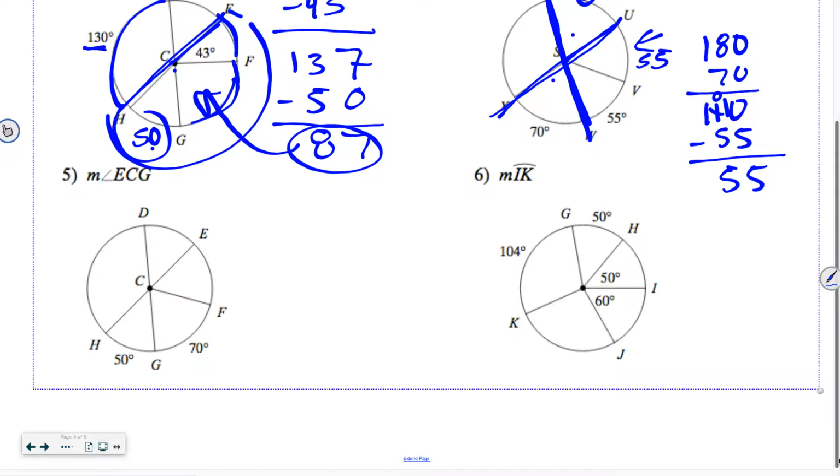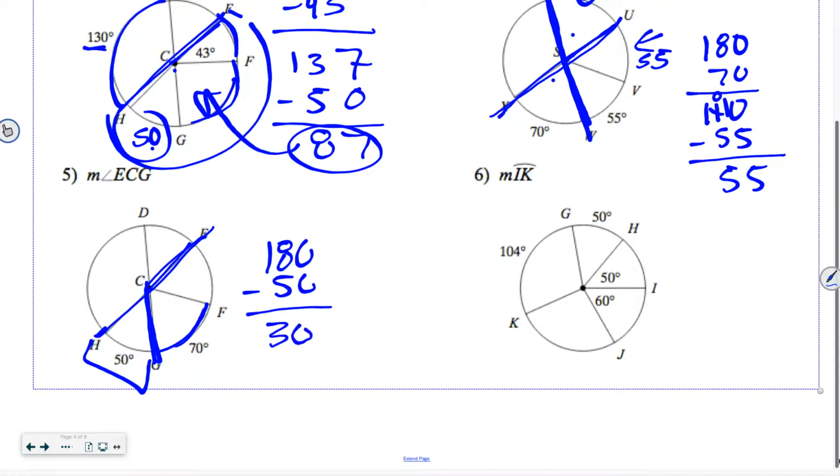Next problem, they want me to figure out the measure of angle ECG. So we can see that this piece is 70 already. And I see this over here is 50. I know this is 180. So I can see that this piece here is going to be 180 minus the 50. So that's 130. So it's 130 degrees, angle ECG.